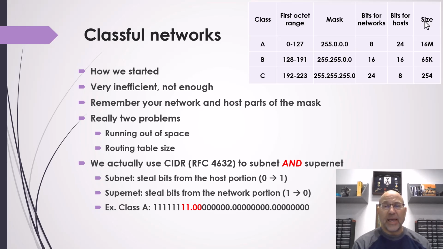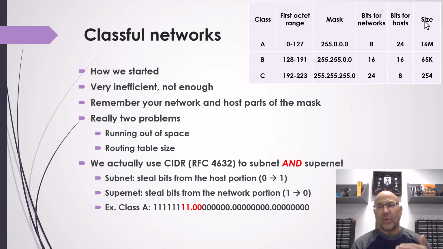But we can see that Class A's have a range of 0 to 127. That means there aren't very many Class A networks out there. But each one of the Class A's has an enormous address space for hosts, 24 bits of addressing for hosts. So each Class A network has 16 million possible addresses. In a Class B, well, there are more of them. There are 2 bytes allocated to Class B's, and they range from 128 to 191 in the first octet. But there are also 16 bits allocated to hosts. So each Class B is smaller than a Class A, but still has 65,000 possible addresses.